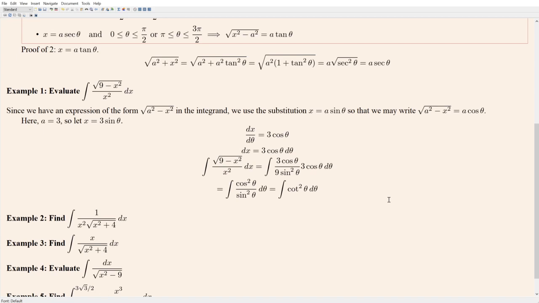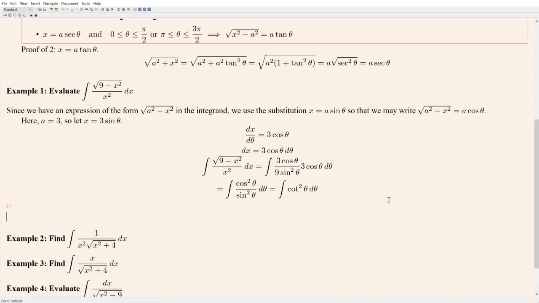Now, we don't really have a formula for cotangent squared, but we do have a formula for cosecant squared. And conveniently enough, there is a trig identity which relates cotangent squared and cosecant squared. So at this point, I will utilize the identity 1 plus cotangent squared equals cosecant squared. In particular, this means that cotangent squared is cosecant squared minus 1.